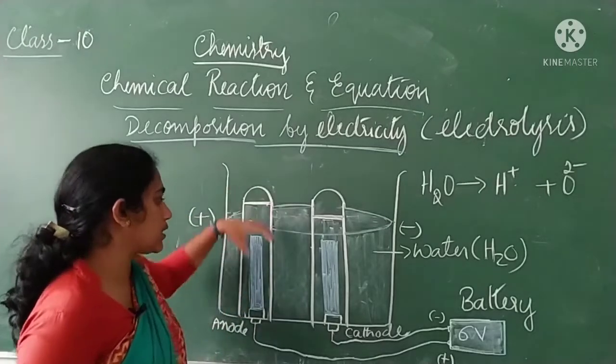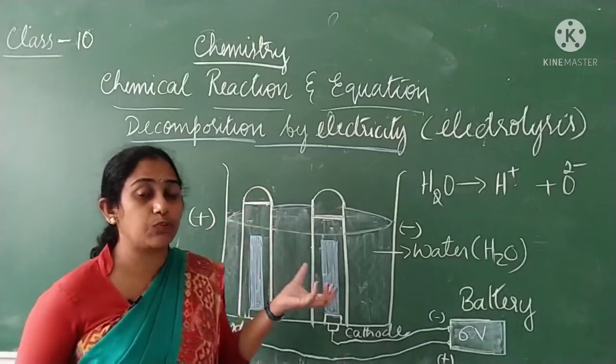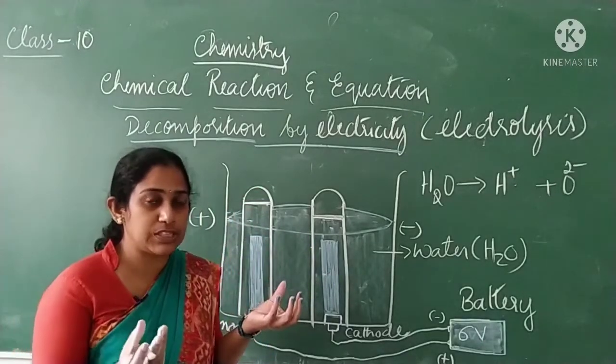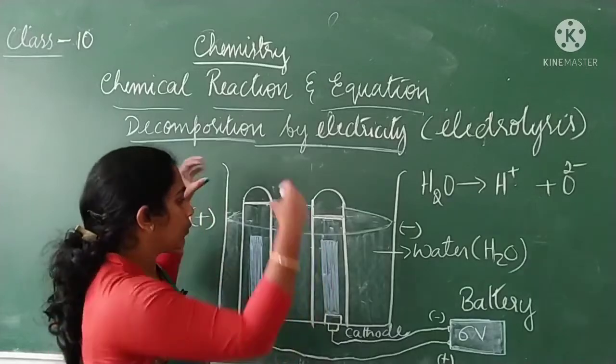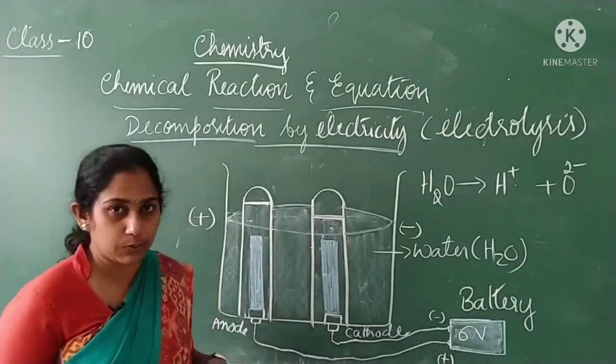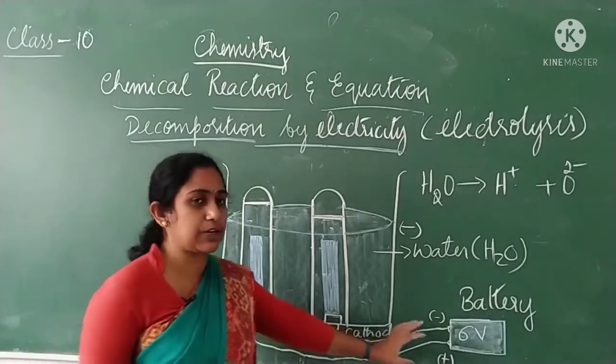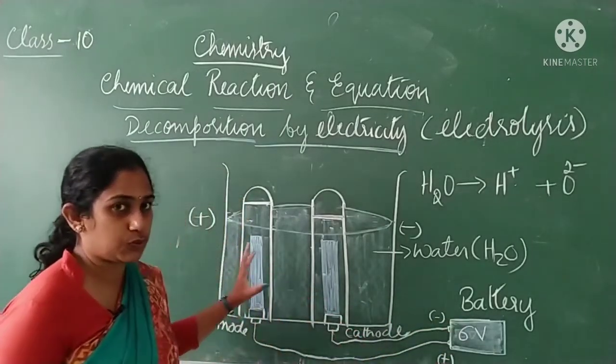And then this has to be covered with an inverted test tube completely filled with water. You have to take two test tubes completely filled with water and invert them over both the electrodes, and then you have to pass the current by connecting to the battery. The current has to be passed through the water.